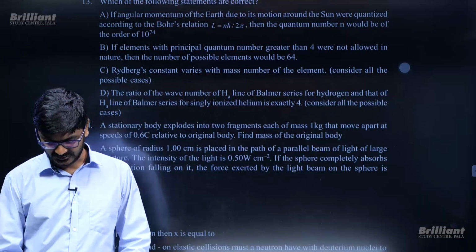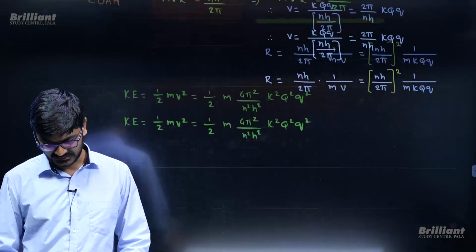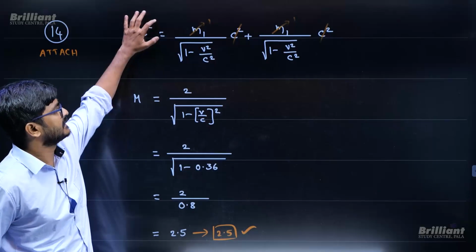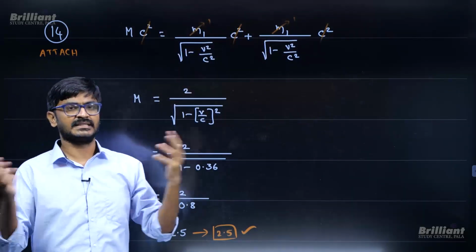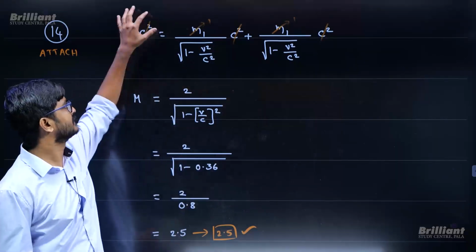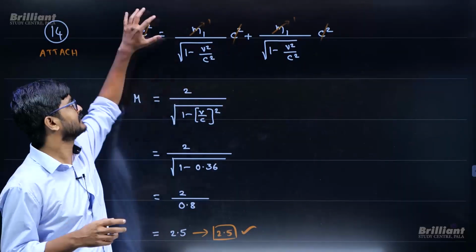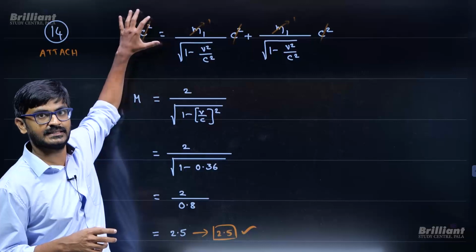Find the mass of the original body. See, this is not from the syllabus, but still. Initial energy equals final energy. Mass and energy are equivalent to each other. So initial energy is this much. Now, that is stationary, I am taking. So when I take this as stationary, initial energy is this much.